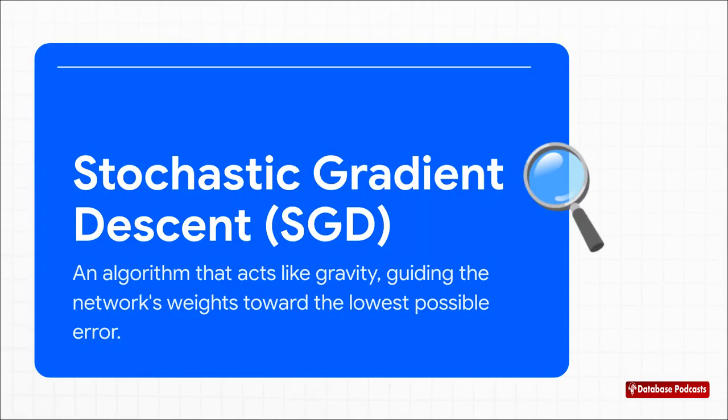So, how does the network actually find its way down this error valley? It uses a really powerful algorithm called stochastic gradient descent, or SGD for short. This is basically the force of gravity we were just talking about. It's a process that constantly pulls the network's settings toward that lowest point, always showing it the fastest way downhill.